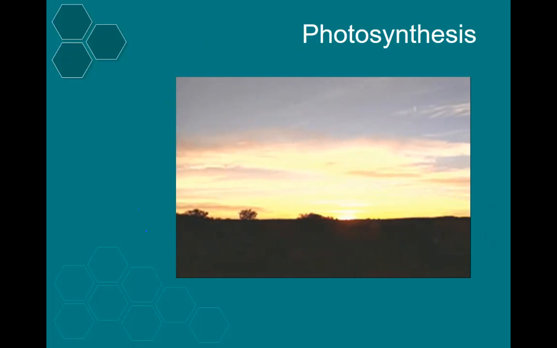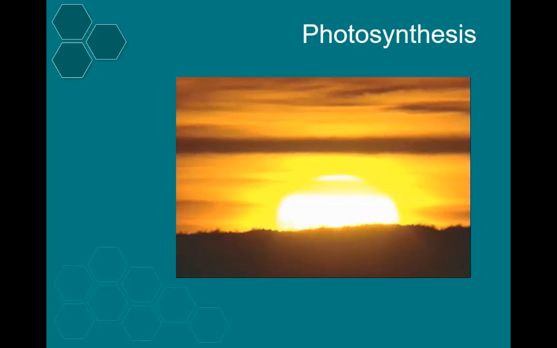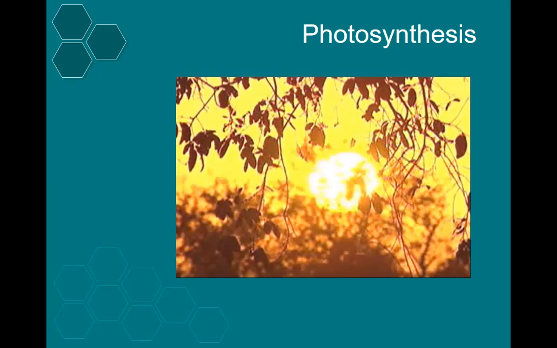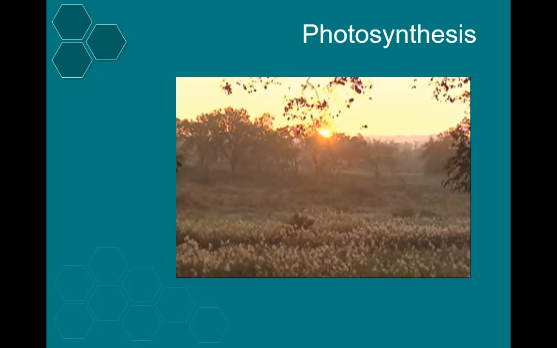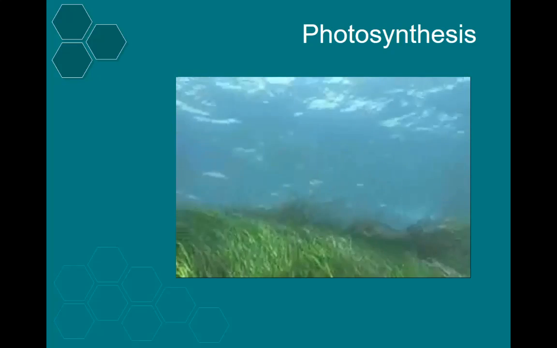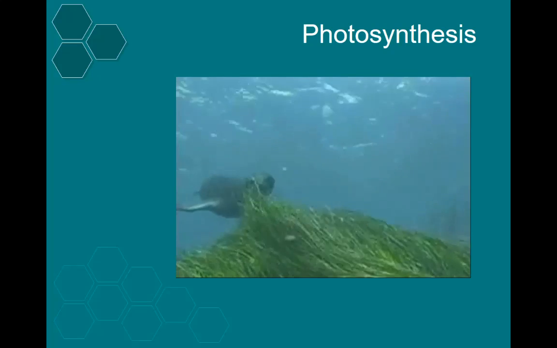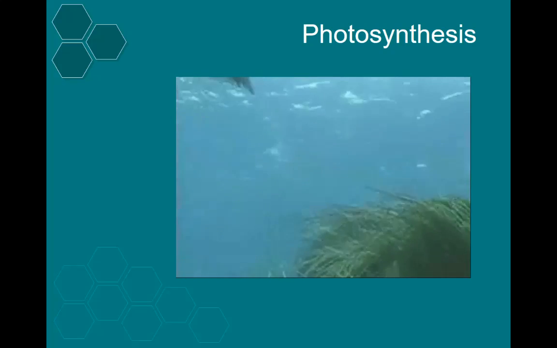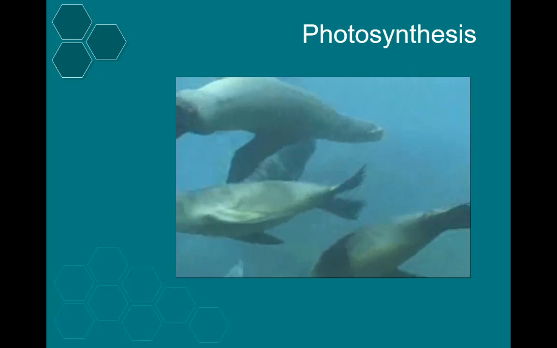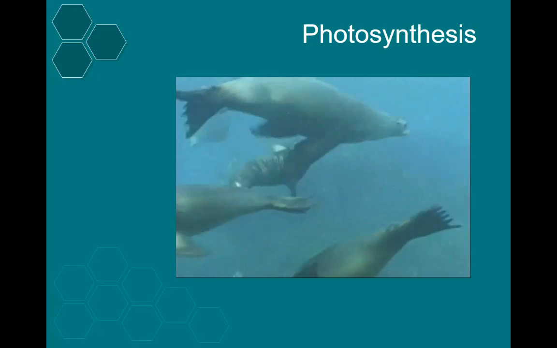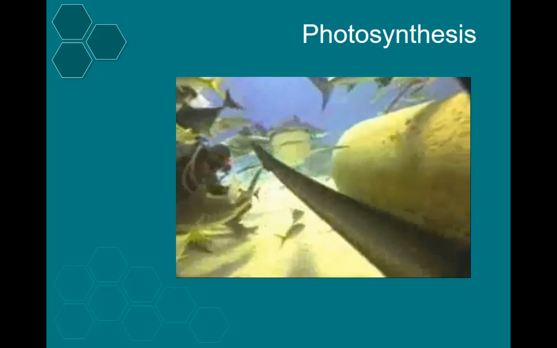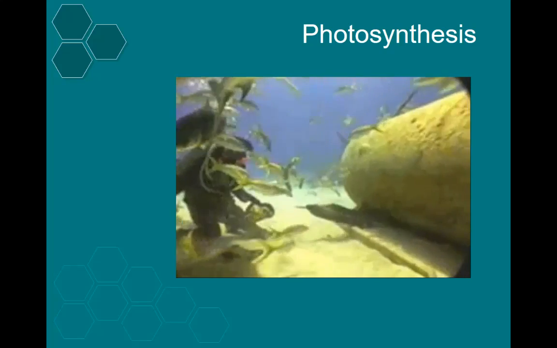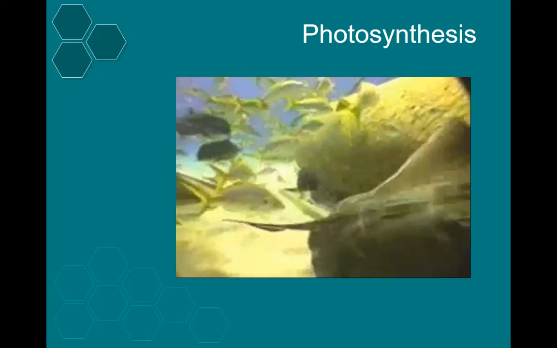When traced back to its source, the energy used by all living things is the sun. Only plants, algae, and some single-celled organisms have the ability to carry out photosynthesis. Biologists call them autotrophs, or self-feeders. Organisms that cannot photosynthesize are called heterotrophs. Human beings are heterotrophs, as are all other animals and many single-celled organisms.